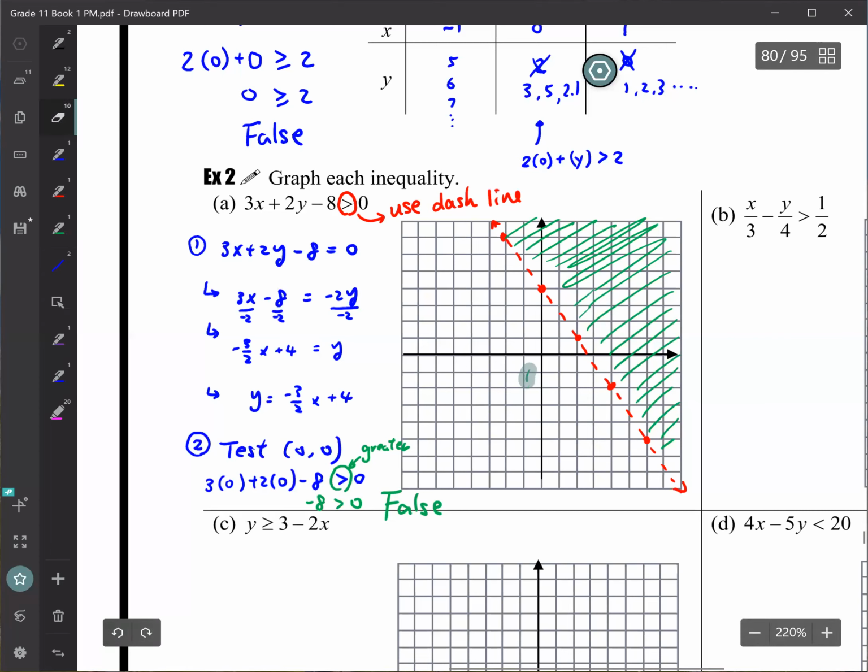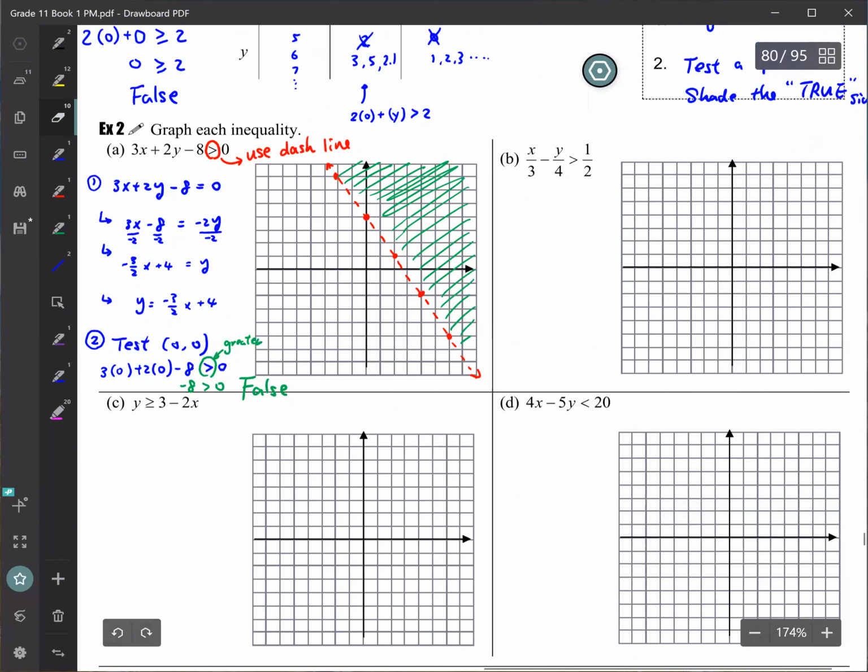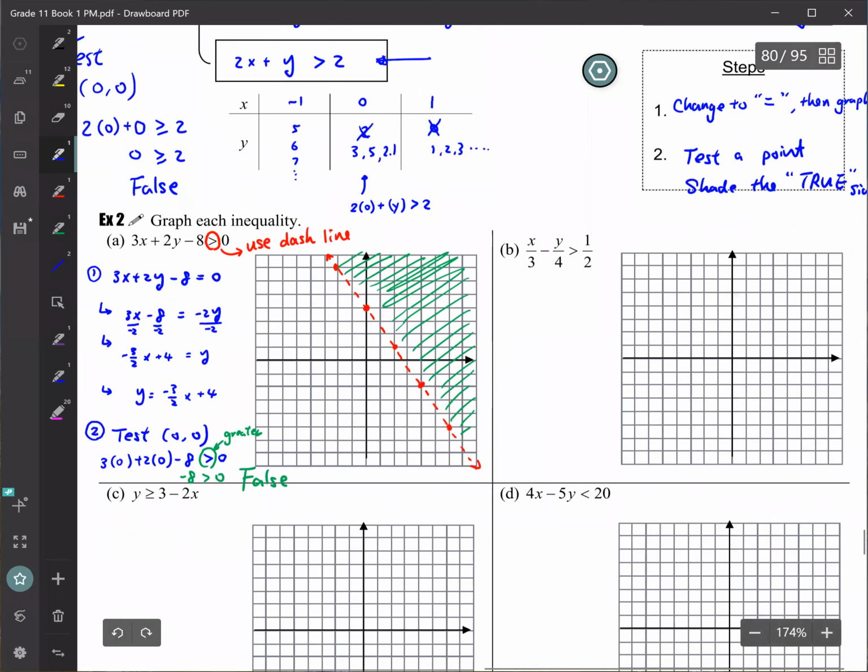I will let you finish the last 3 questions by yourself. But for question B, there's a fraction, so let's walk through the beginning steps first. Like before, we don't like fractions. So what do we do here, Harry? For question B, how do we start? Find common denominator. Which will be what? 12. Okay, so everything times by 12. So 12 times everything.